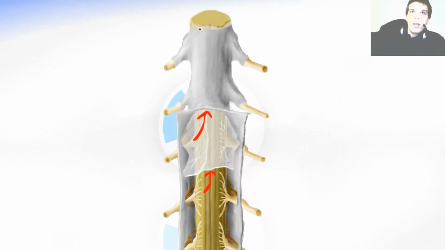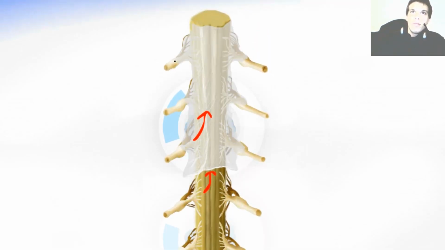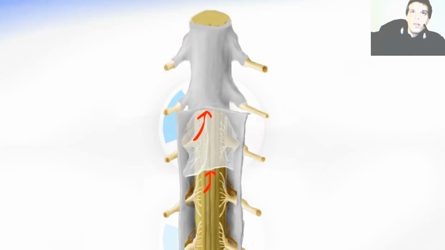As I said before, if you go back, the pia mater and arachnoid mater here, they create the endoneurium, and the dura mater creates the perineurium and the epineurium of the peripheral nerve over here.